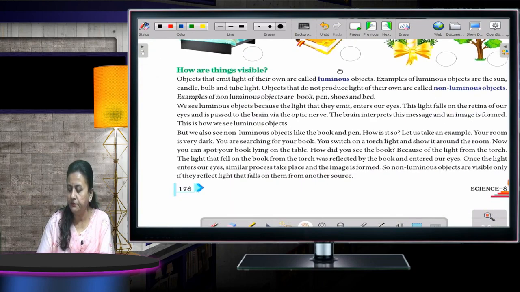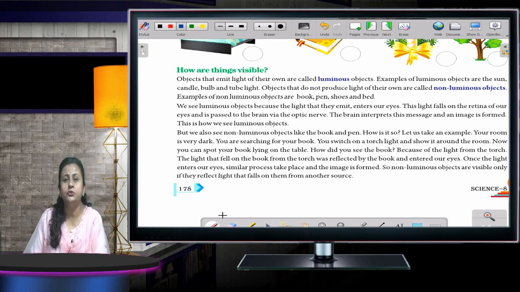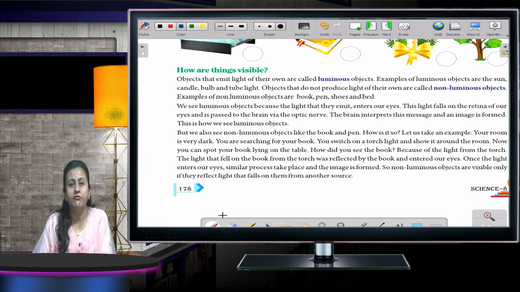How are things visible? Children, the objects that emit their own light, which give out light, are known as luminous objects, whereas on the other hand, the objects which do not emit light on their own are known as non-luminous objects. Right now I am standing under the light, so the tube light is a luminous object. Then the sun is the main source, it gives a lot of light. So sun, tube light, candle, these are all luminous objects.